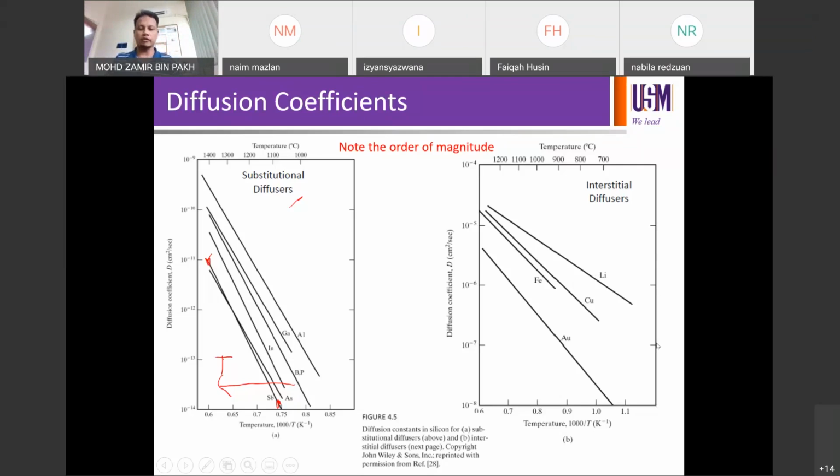How about the diffusivity of the dopant? How about the diffusivity of phosphorus and boron, for example, in comparison to iron? If you look at 0.7 on the x-axis, now let's look at 0.7. So try to compare the diffusivity of boron and phosphorus in comparison to iron. What do you get? What do you see at 0.7 on the x-axis?